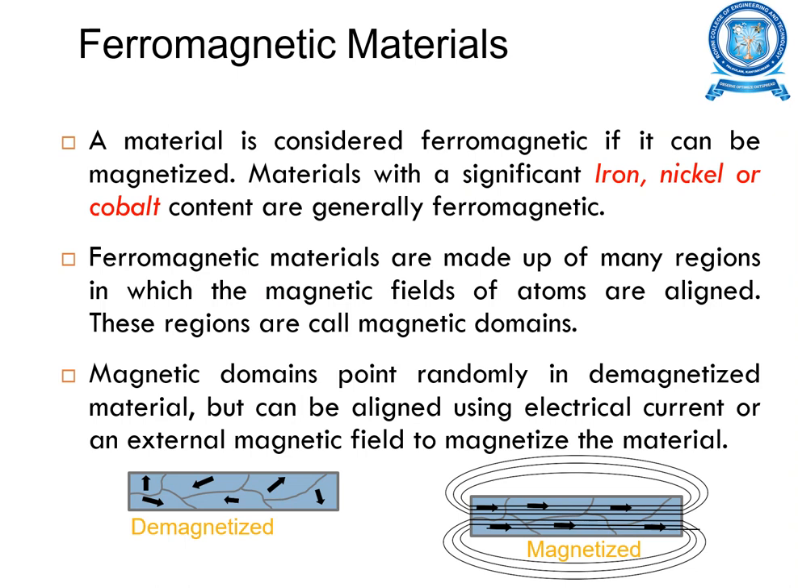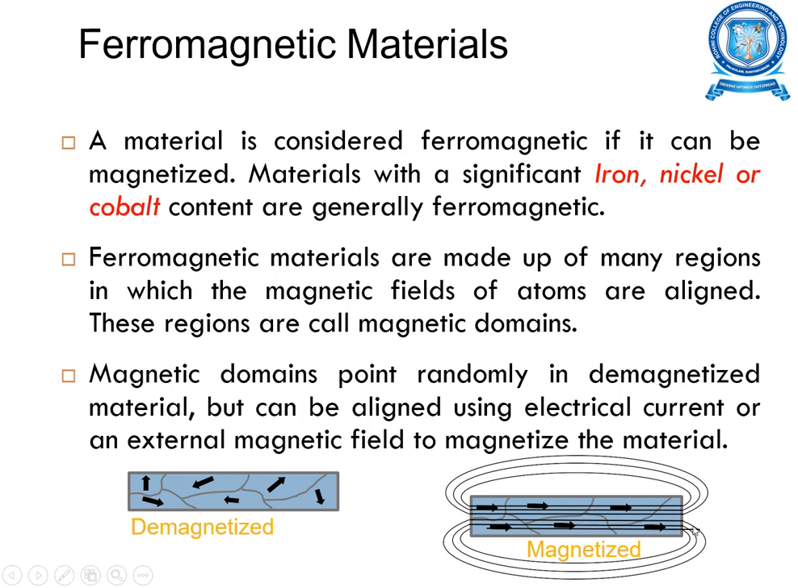Ferromagnetic materials are normally made of many regions in which the magnetic fields of atoms are aligned. These regions are called magnetic domains. Here the magnetic domains are random in demagnetized material, as you can see in the first figure. But they can be aligned using an electrical current or an external magnetic field to magnetize the material.